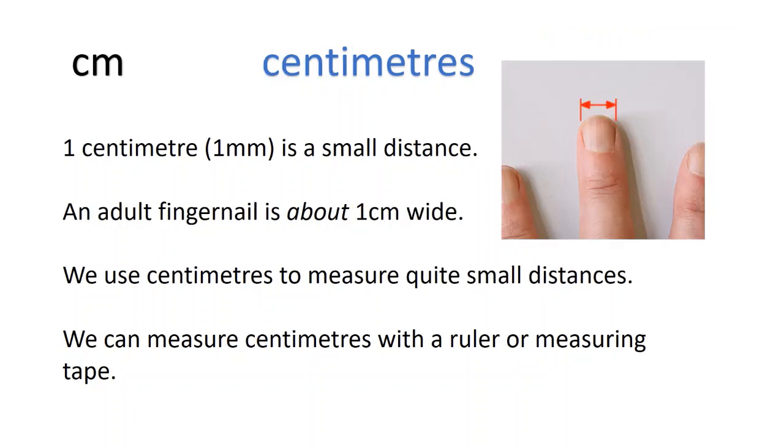Centimetres are small distances, but not quite as small as millimetres. An adult fingernail is about 1 centimetre wide. Not everybody's fingernail is identical, but the thickness of your finger or fingernail is about 1 centimetre. We use centimetres to measure quite small distances, and again, similar to millimetres, we can measure centimetres with a ruler or measuring tape.